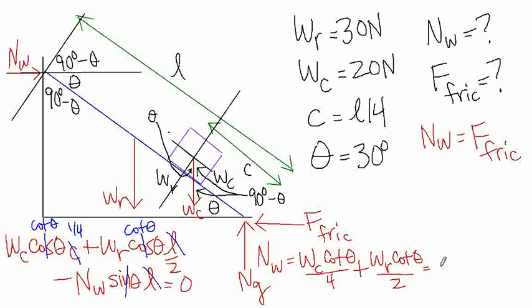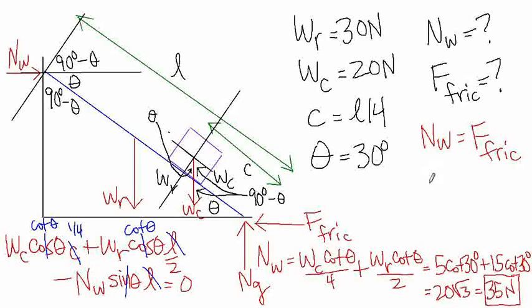Now let's plug in numbers. So W sub C is 20. 20 over 4 is 5. So 5 times the cotangent of 30 degrees. W sub R is 30. 30 over 2 is 15. 15 times the cotangent of 30 degrees. All right, so the cotangent of 30 degrees is the cosine of 30 degrees over the sine of 30 degrees, which is root 3 over 2 over 1/2. So the cotangent of 30 degrees is root 3. So 5 root 3 plus 15 root 3 gives 20 root 3. You can punch that into your calculator and see that the normal force due to the wall is 35 newtons. All right. Furthermore, the friction due to the ground has the same magnitude, therefore it is also equal to 35 newtons.